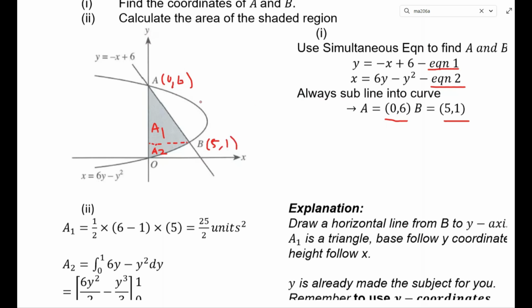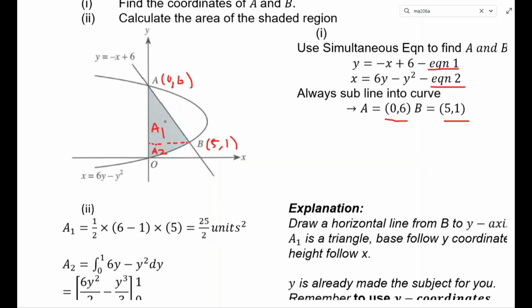Okay, let's start by finding area A1. So the triangle is simply a base of 0 to 5 and a height of 1 to 6. So for the base, you'll be looking at the x coordinate of B, and then for the height, you'll be looking at the y coordinates of A and B. Therefore, it's half times 5 times 5, which is 25 over 2 units squared.